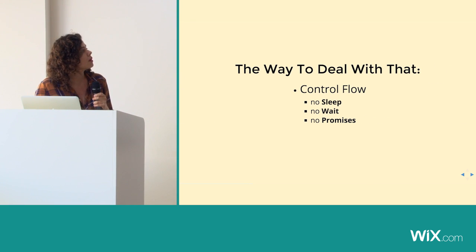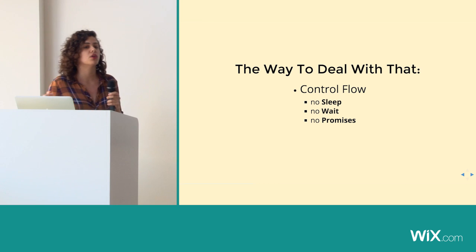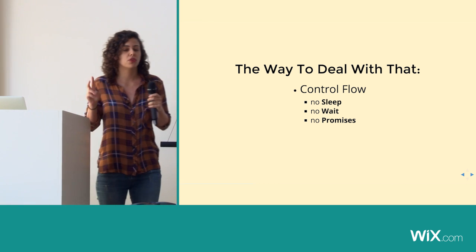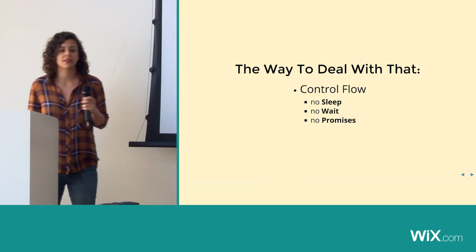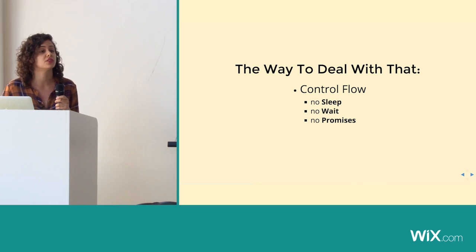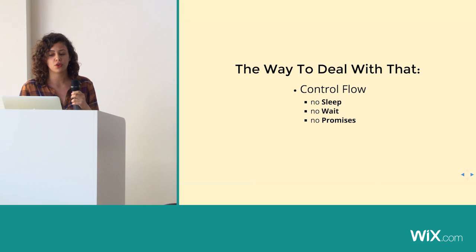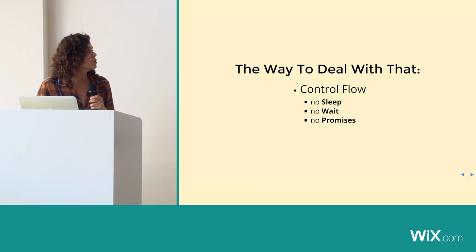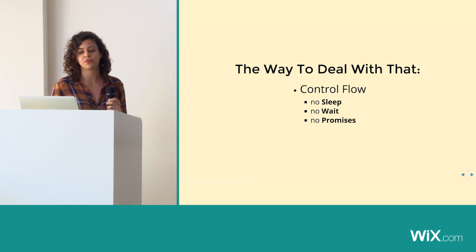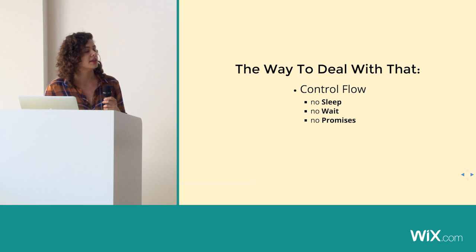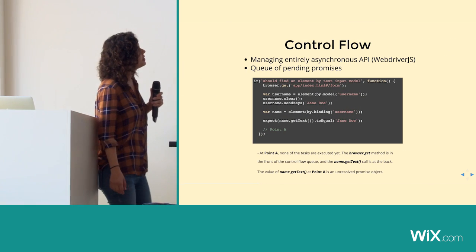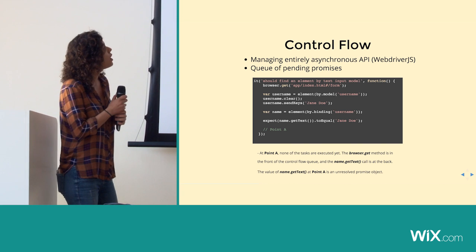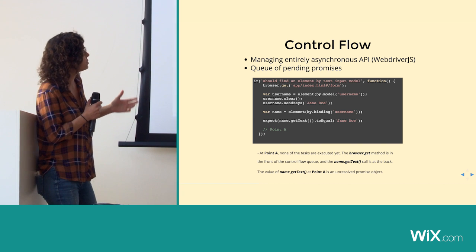So, of course, we want to write our code synchronously and in a cleaner way. So how do we deal with that? The way to deal with that is the control flow of the Protractor mechanism. So we don't have to wait for the last action to be resolved. We don't have to add some waits in our code. We have this example here to see how Protractor uses the control flow.